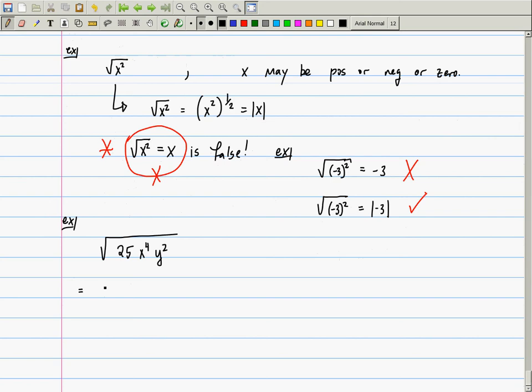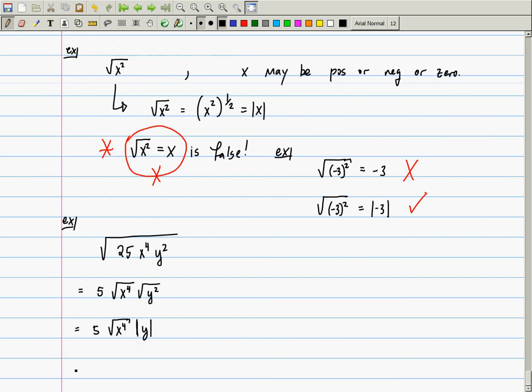So probably no argument that you could say this: 5, the square root of x to the 4, the square root of y squared. A reasonable first step. Any arguments with the first step? Okay, now I'm going to make a second step. 5, the square root of x to the 4, I'm just going to leave the same. And what do I replace the square root of y squared with? The absolute value of y.